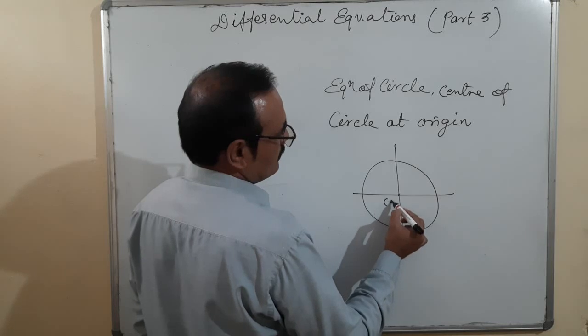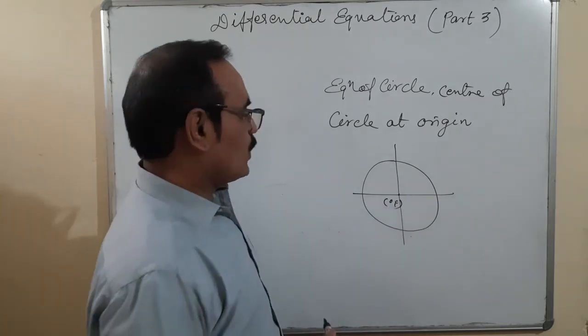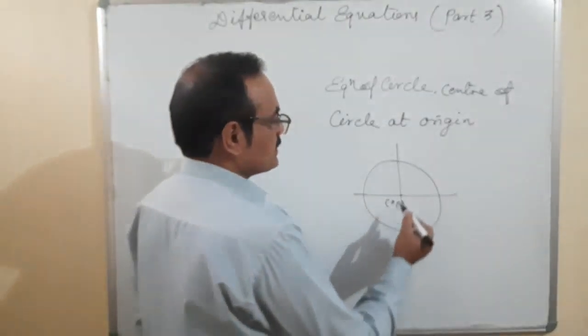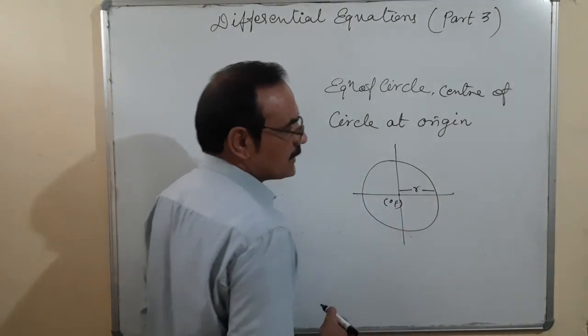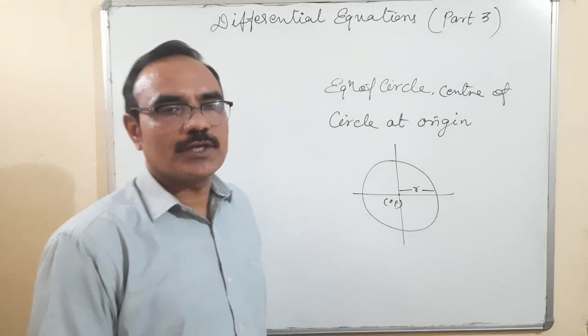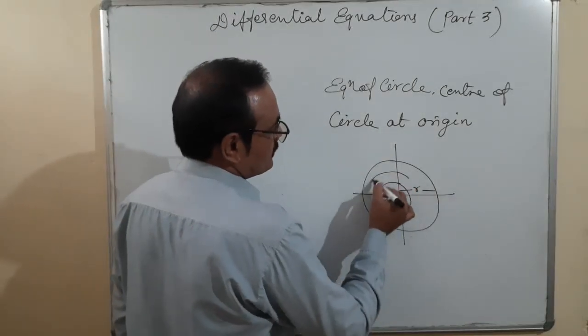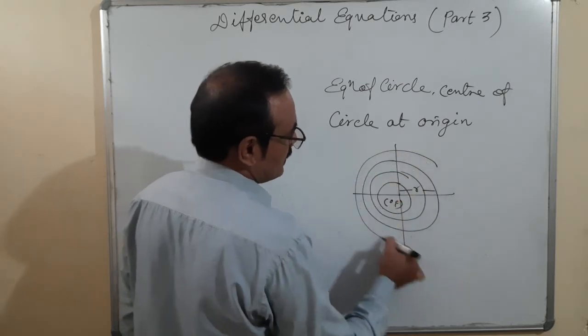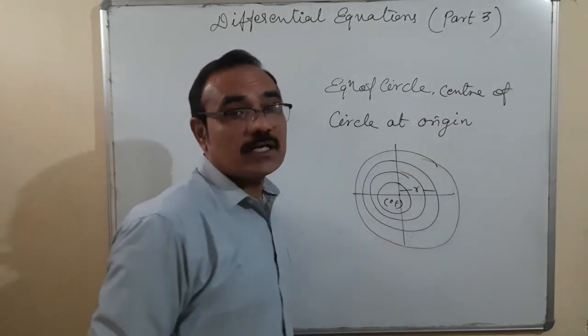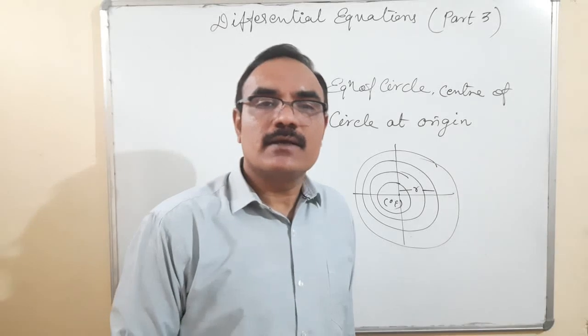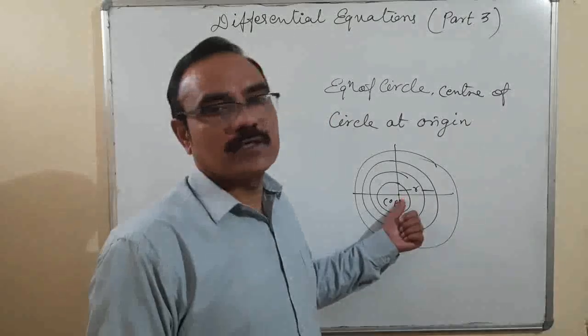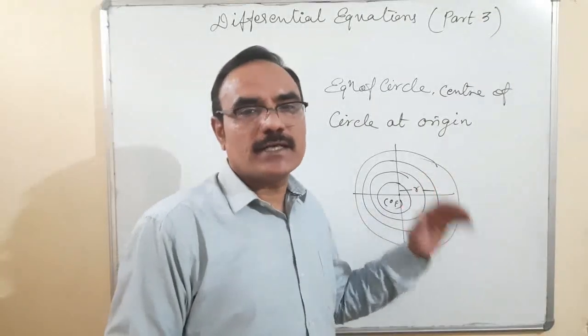Circle. What do you think about its radius? Suppose the radius is r. That is a circle. Changeable term is radius. r can be 1, 2, 3, 4, 5. So I think these are the circles. Center 0. Many circles can be drawn. So we call it a family of circles. So the center lies on the origin.